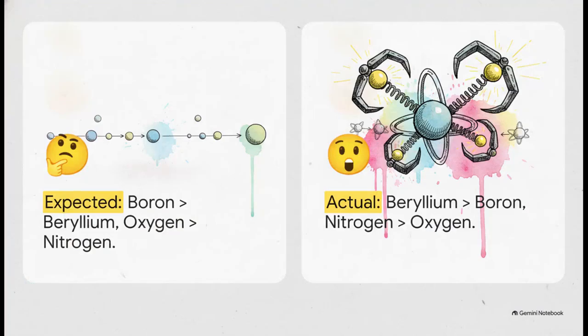So according to that left-to-right rule we just talked about, you would totally expect boron and oxygen to have higher ionization energies than the elements right before them, beryllium and nitrogen. But no way. The actual data completely flips our expectations. Beryllium is mysteriously holding on to its electrons much tighter than boron, and nitrogen tighter than oxygen. What is going on here?